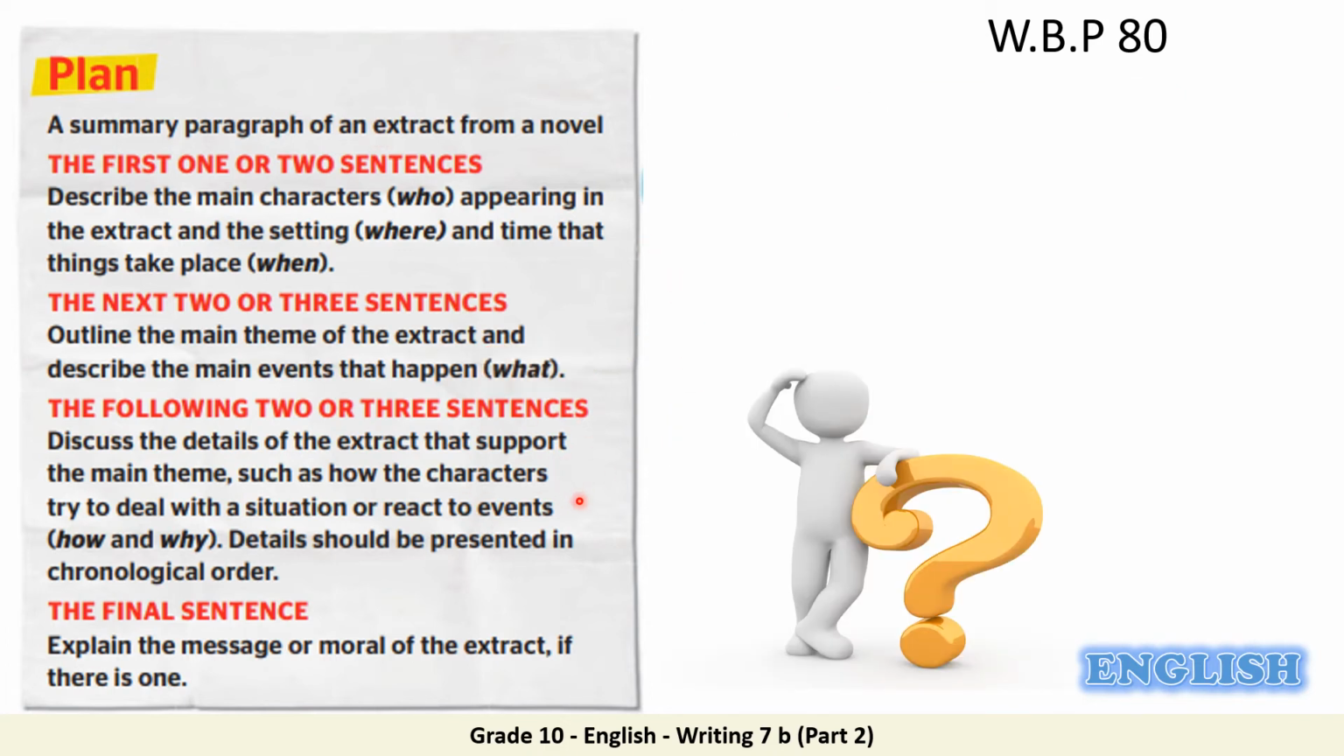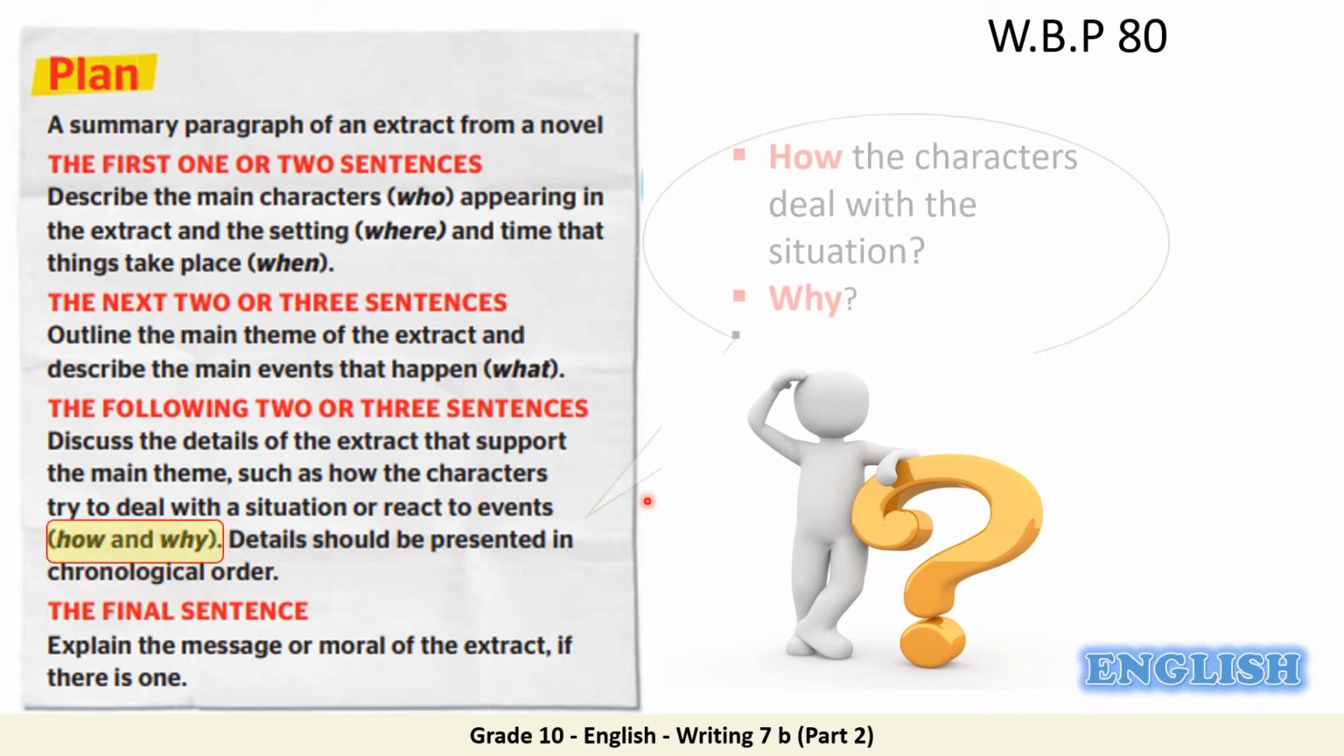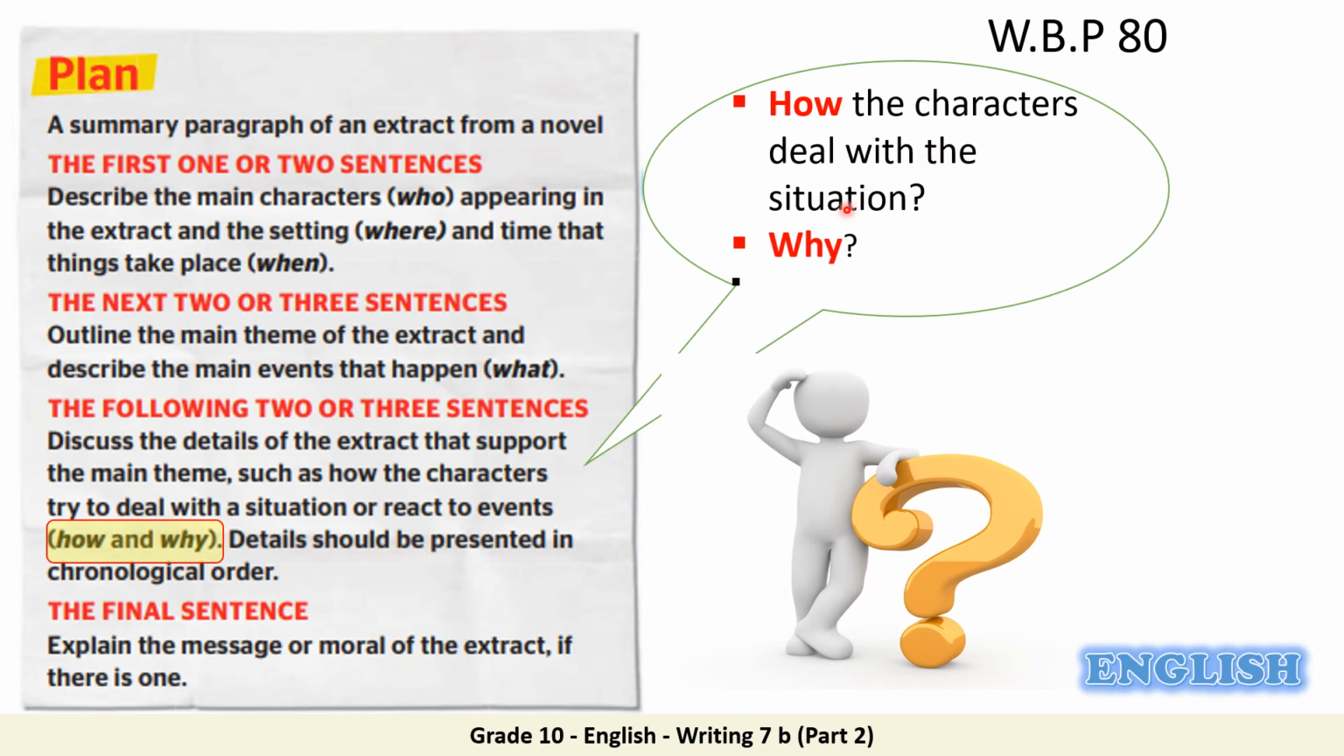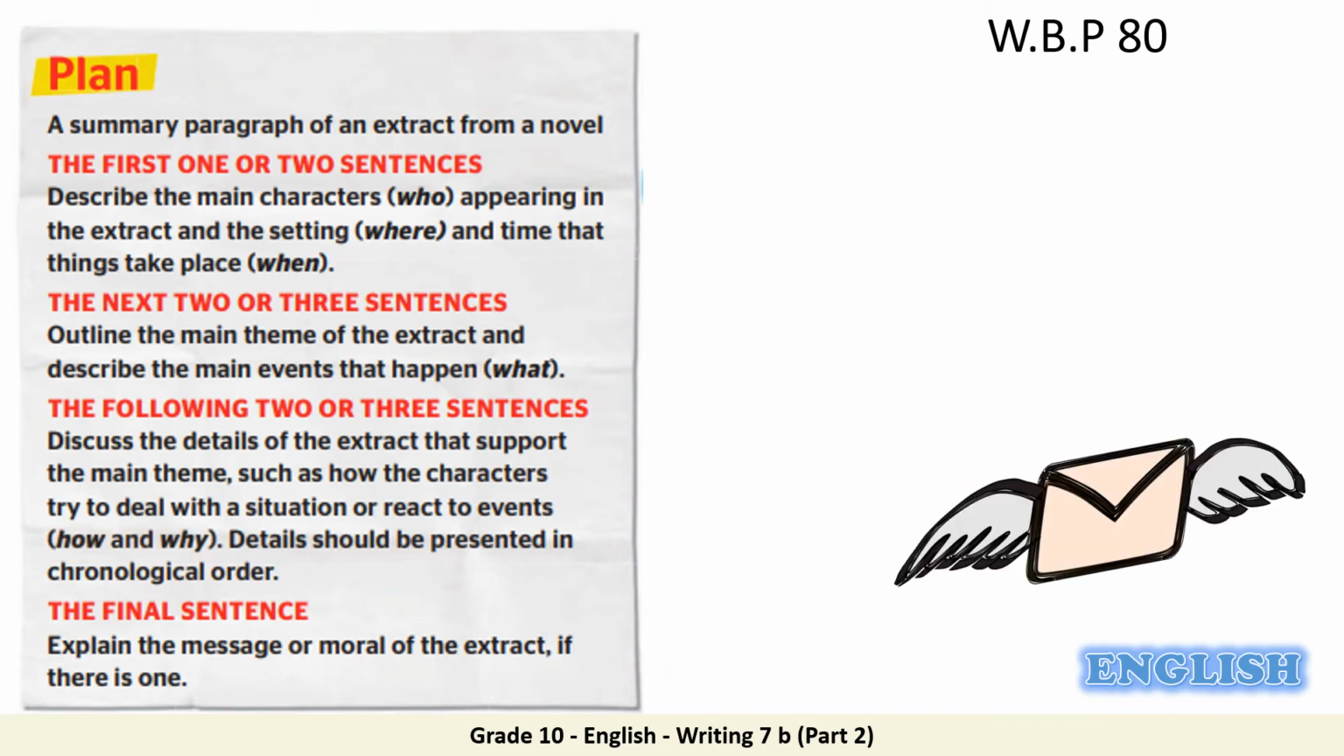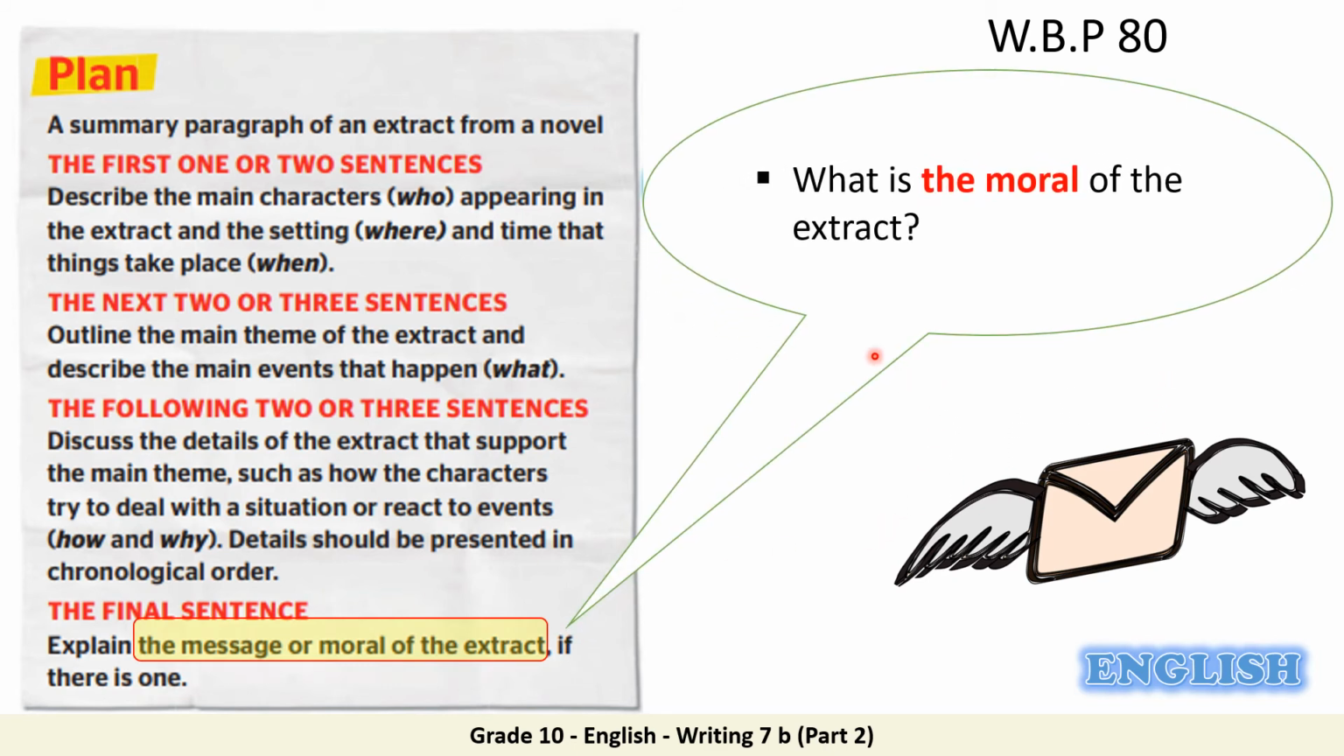In the next sentences, you have to discuss the details of the extract that support the main theme, such as how the characters try to deal with the situation or react to the events. So, we answer 2 questions here: how the characters deal with the situation and why. Remember that details should be presented in a chronological order. The final sentence should explain the message or the moral of the extract. What is the moral of the extract?